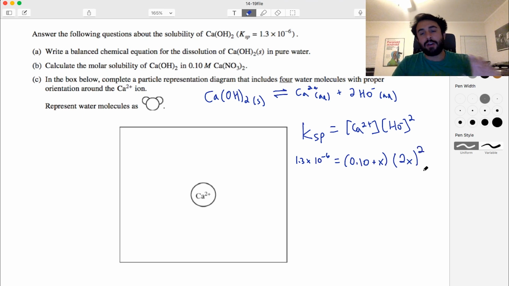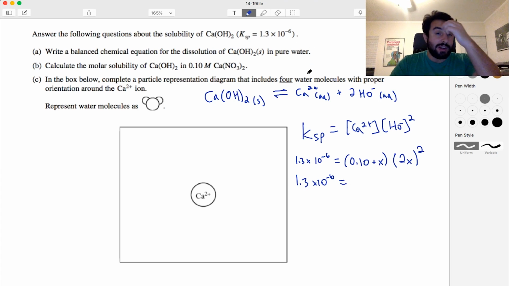So now let's do a couple of things. Let's keep this how it is, times 10 to the negative 6. Now, we can make a simplifying assumption. The Ksp is very small, right? It's about a millionth.